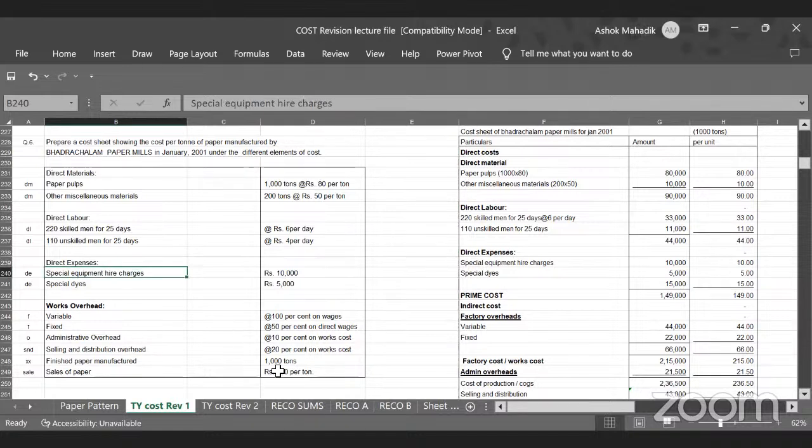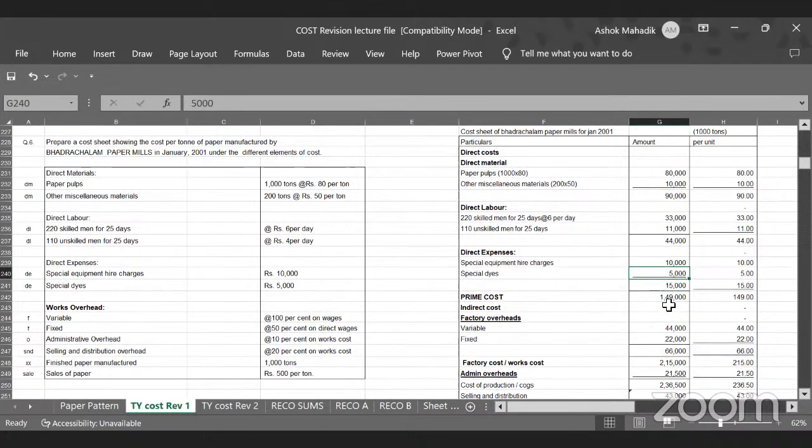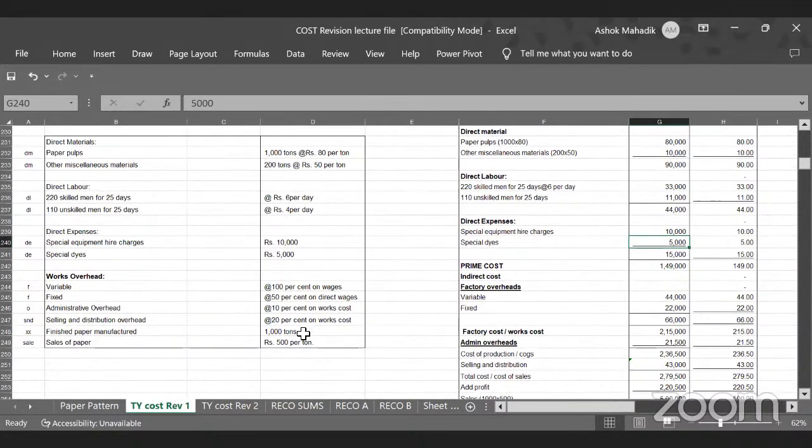Direct expenses, again, special equipment hiring charges and special dies will go to direct expenses. Direct amount is given to you. So its total is 15,000. Just put underline here. Okay, so addition of these three will give you prime cost. Okay. Now again, percentages are given.